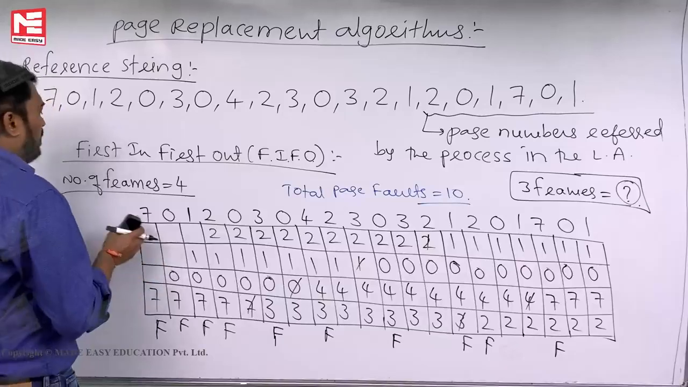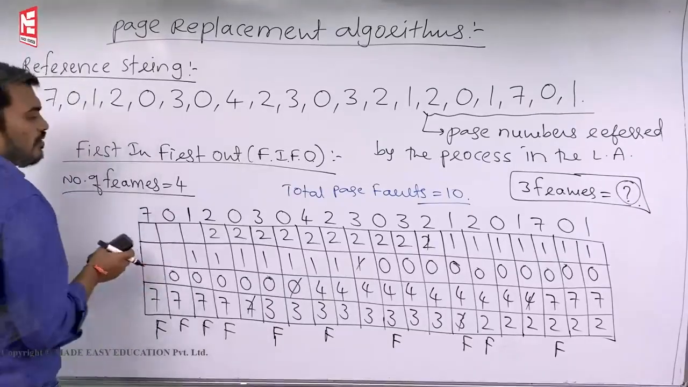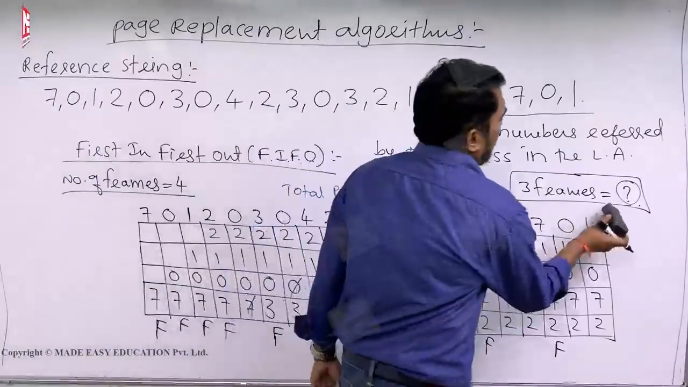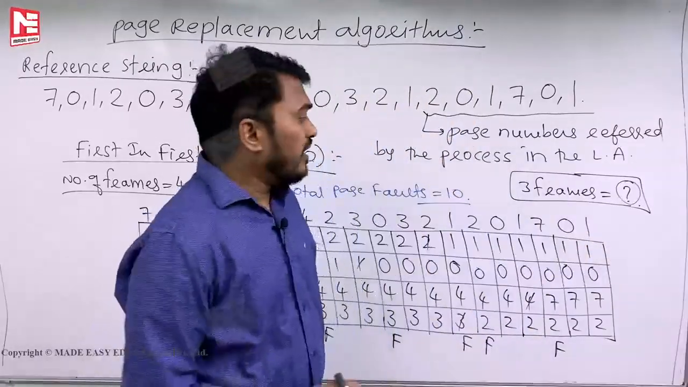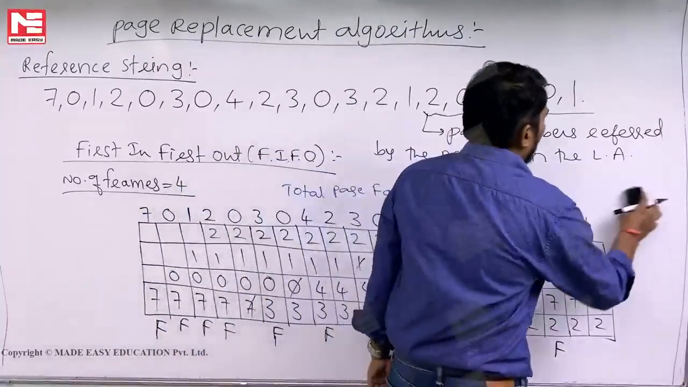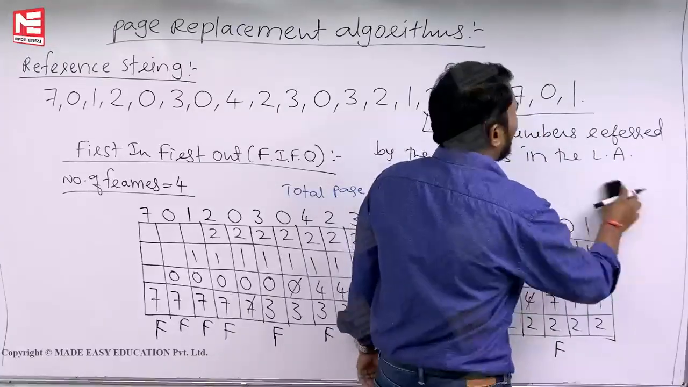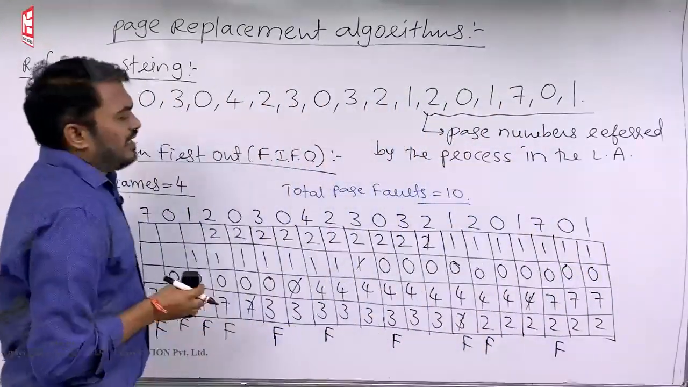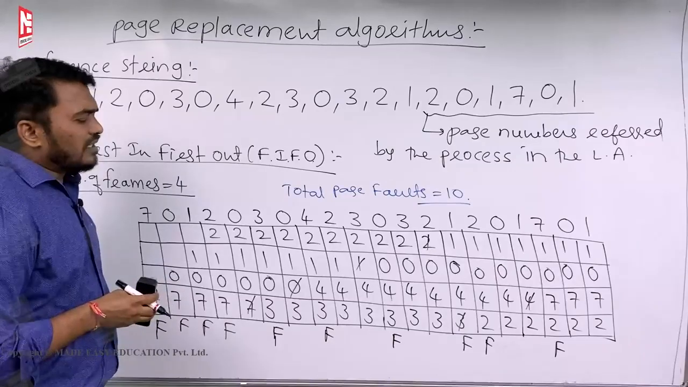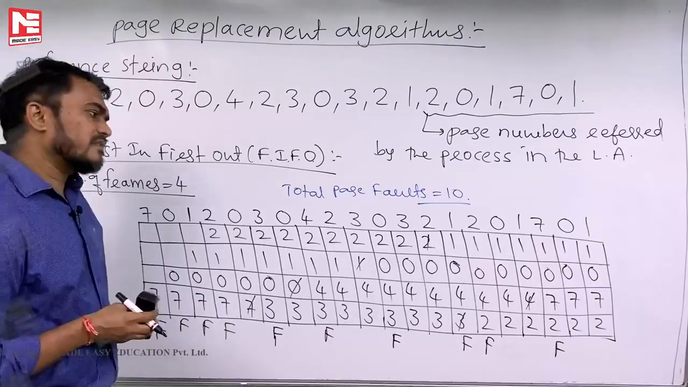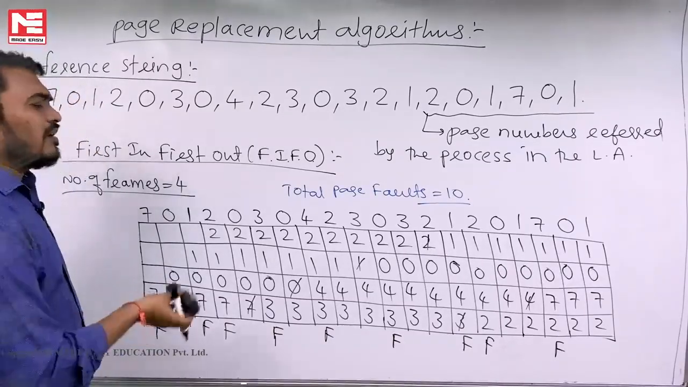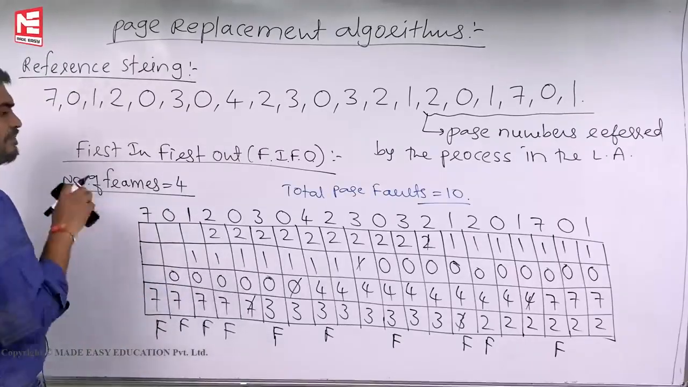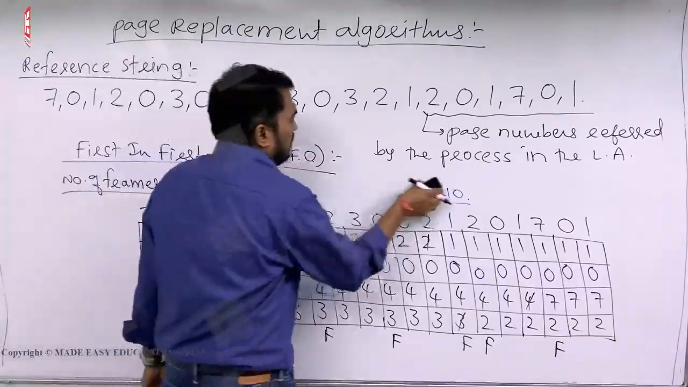So that is about first in first out. Let's take one more question. Solve it with 3 frames, that is homework for you. You can check the answer, it is easy. I think the answer is 15, according to my opinion. I remember, 15 is the right answer. You solve it, it is an easy question. Right. So next.